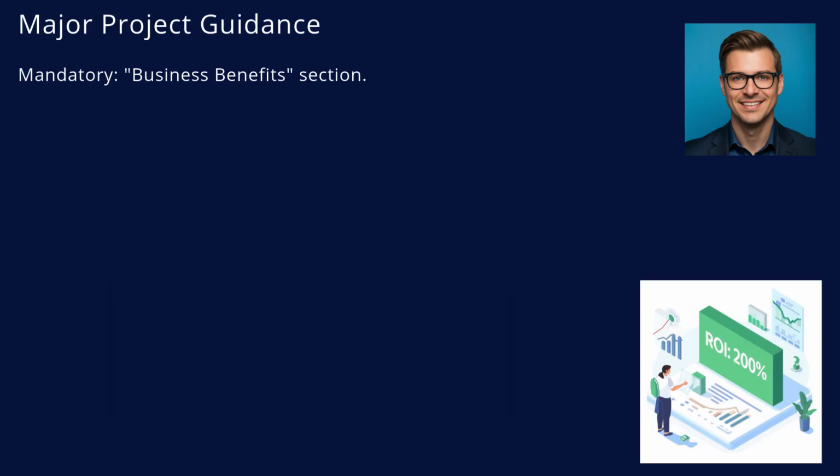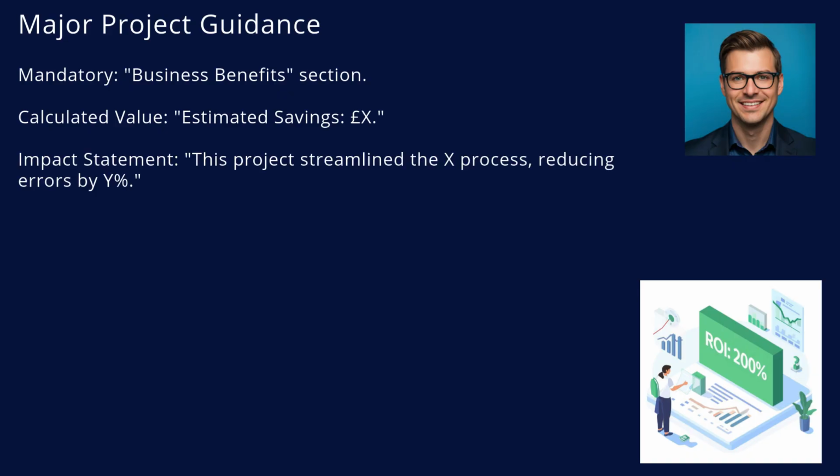For your major project, include a business benefits section. Calculate the value. Estimated savings, £10,000. Write an impact statement. This project streamlined the invoicing process, reducing errors by 20%. This proves the ROI of your work.